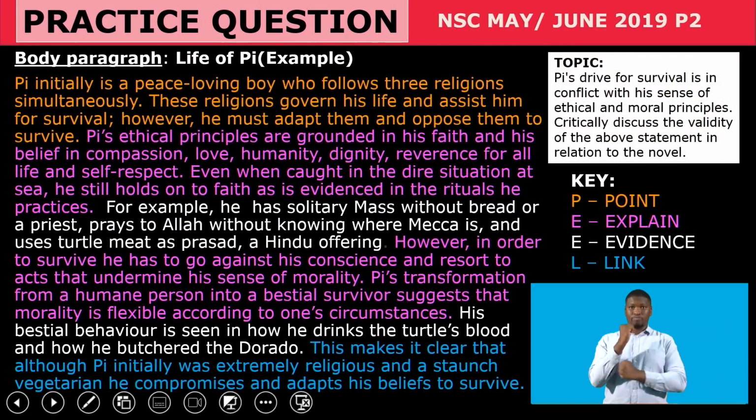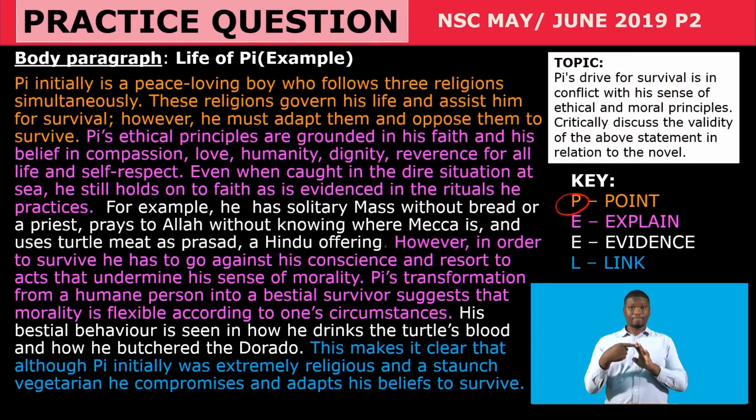Now, this is how you're going to structure your body paragraph. Point. Pi initially is a peace-loving boy who follows three religions simultaneously. So that means at the same time. These religions govern his life and assist him for survival. However, he must adapt them and oppose them to survive. Now we're going to explain that point.